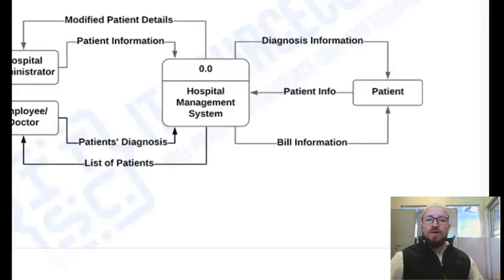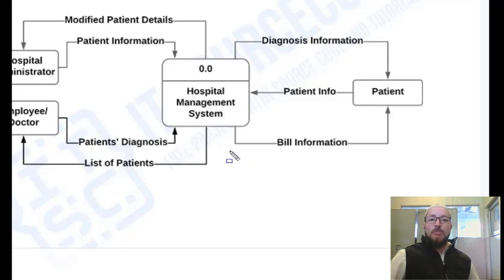For example, here is another example of a hospital management system, which is at level 0.0. This is a context diagram. It has the patient, the hospital administrator, and the employee or doctor. They're all external entities. And there are data flows like modified patient details, patient information, patient diagnosis, list of patients, bill information, and diagnosis information.